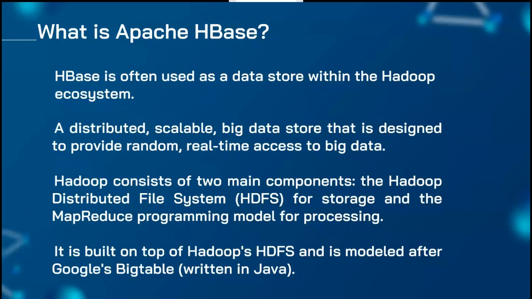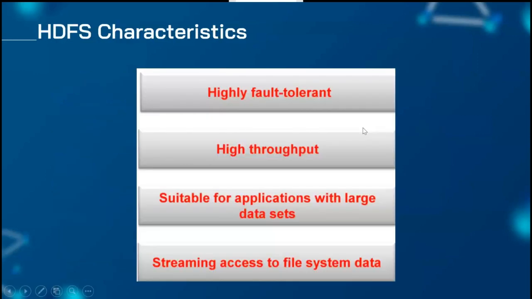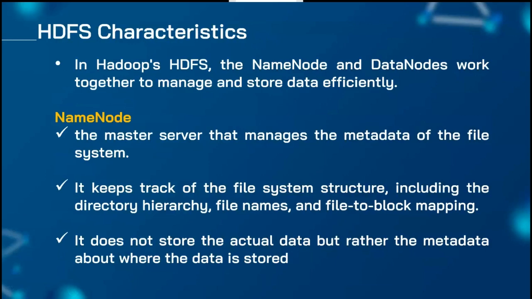So there are some characteristics of the HDFS. It is highly fault tolerant and high throughput, suitable for applications with large datasets and streaming access to file system data. In Hadoop's HDFS, the name node and data node work together to manage and store data efficiently.